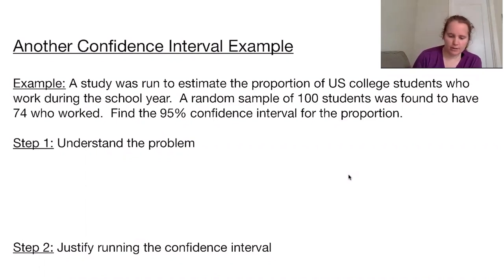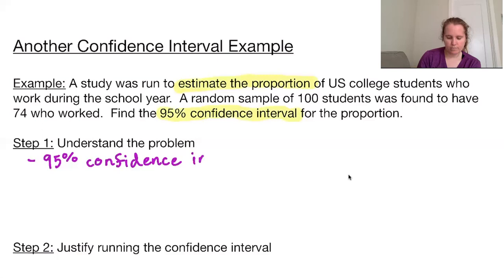So key things we're doing here: we are trying to estimate the proportion. Estimate tells us that we are likely doing a confidence interval. We also have that it's a 95% confidence interval. We're working with proportions, so we're working with a p-hat distribution.